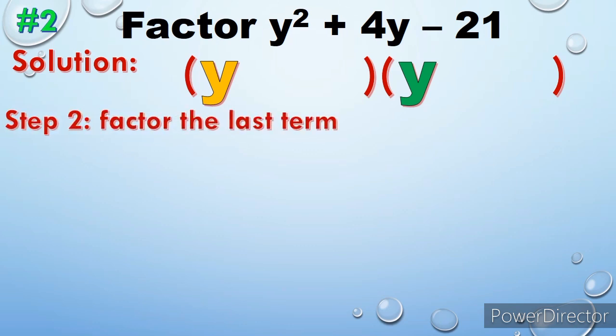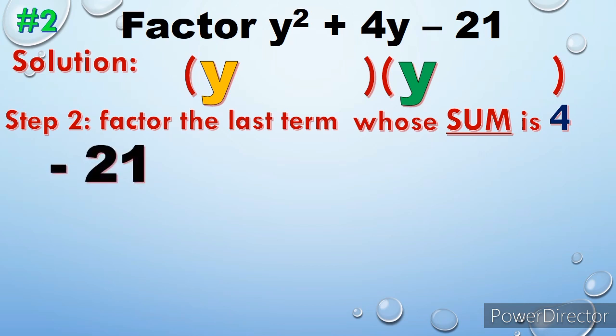Then, step number 2, factor the last term. Ang last term natin is negative 21, whose sum is positive 4. Factor ng negative 21 ay 1 times negative 21 equals negative 21.